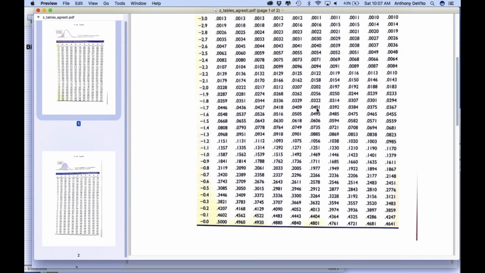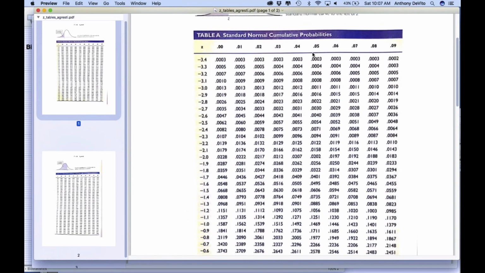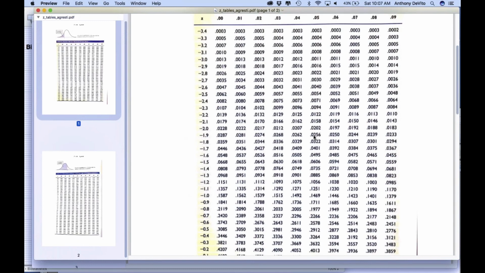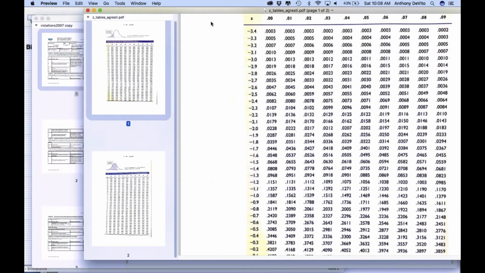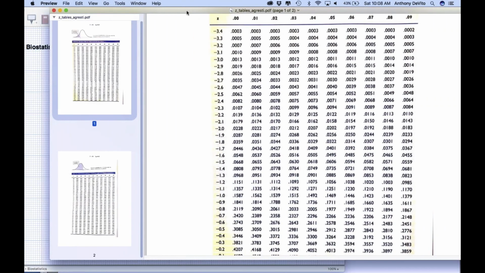So I'm looking at 4%, an area of 4%. The z-score that represents 4% of the population is negative 1.75. So a z-score of negative 1.75 has 4% of the population to the left of it. We're going to keep that in mind. So let's go back here.